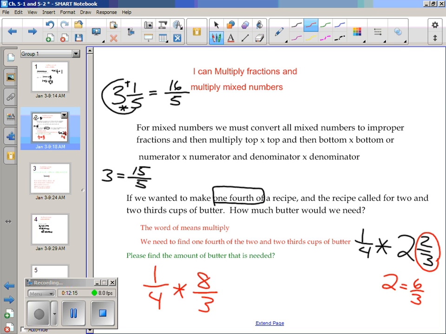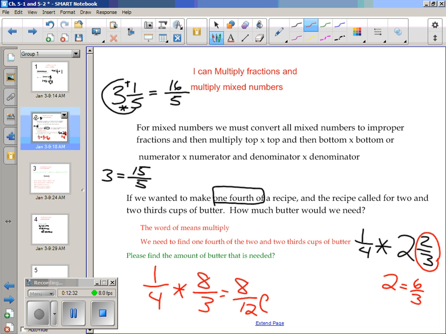Now, when we get done, we get 8/12. 8/12 what? Cups of butter. Very good. 8/12 cups. Remember those labels.